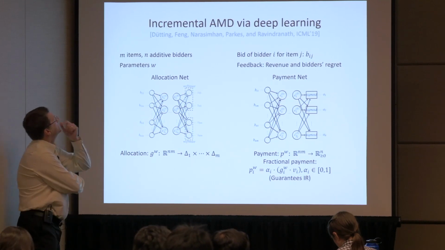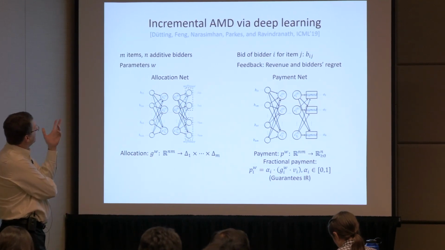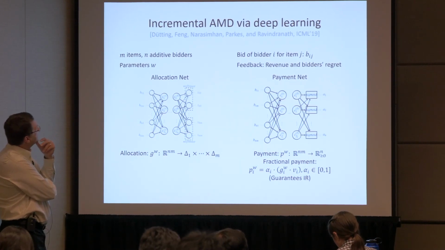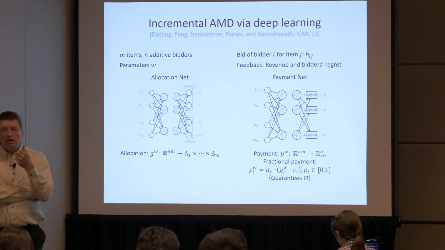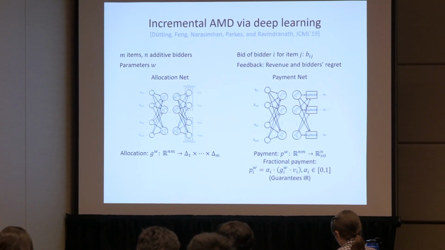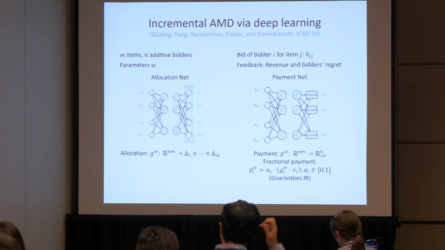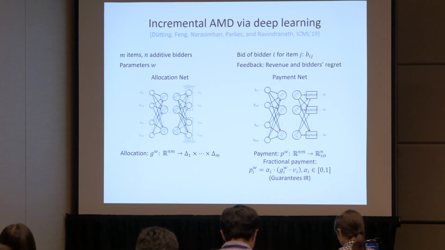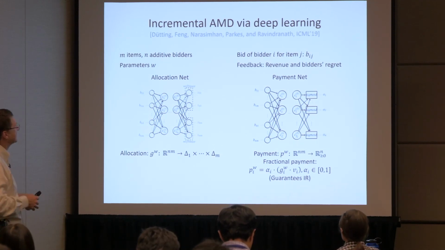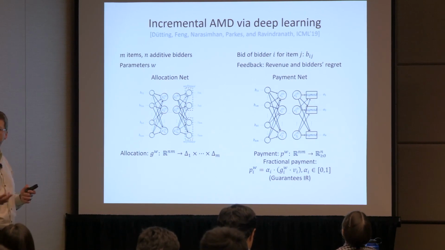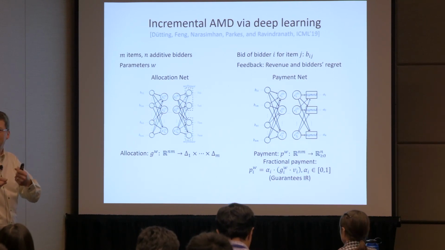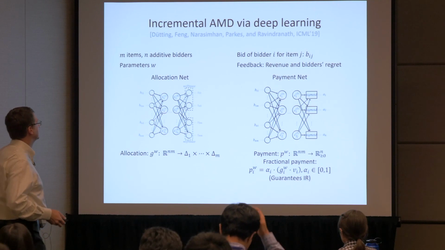There's some work from the last couple of years by Dütting et al. on using this type of incremental AMD approach through deep learning. So deep learning is a very powerful tool for coming up with these nonlinear functions. And I'm going to talk about how that can be used to design high revenue, almost incentive compatible multi-item auctions. And so this is in the vein of incremental mechanism design, in that it starts from something that's not incentive compatible, and then it tries to fix the non-incentive compatibility and comes up with something that's close to incentive compatible.